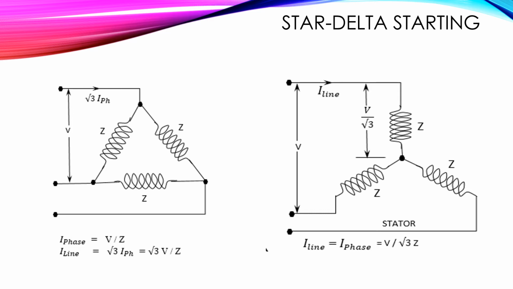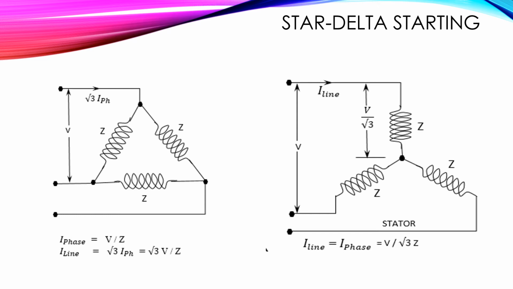So this line voltage is equal to the phase voltage, that is the voltage across these two phases, these 2 points. So therefore the phase current is equal to the ratio of the applied voltage to the impedance, and the line current is root 3 times this phase current. So root 3 multiplied by the ratio of the applied voltage to the impedance.